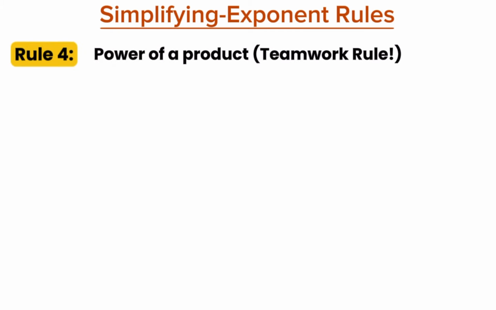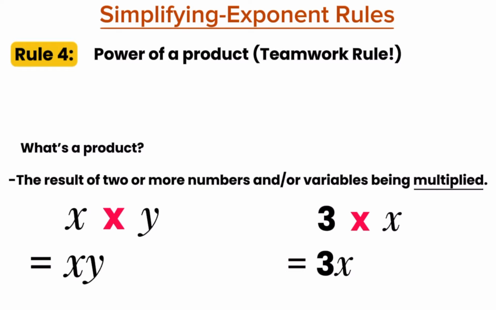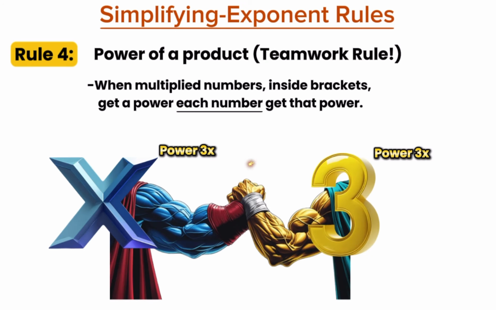Rule 4. Power of a product. Let's briefly recall what a product is in math. It's simply the result of two or more numbers and or variables being multiplied, such as xy or 3x. What this rule means is, if the base inside the brackets is a product, then both the numbers get the power. Think of it as a superhero team working together to power up at the same time.